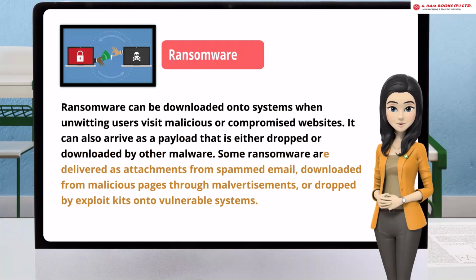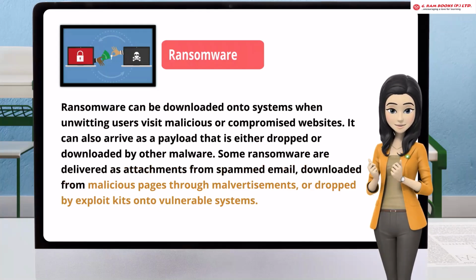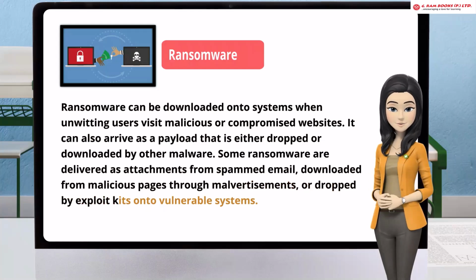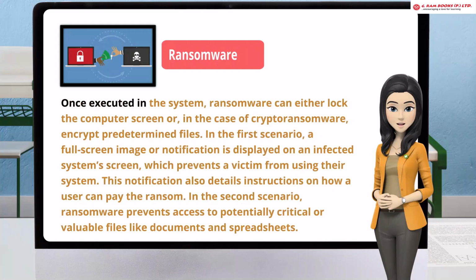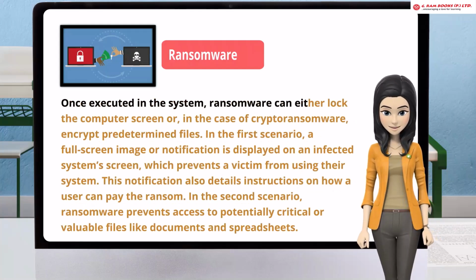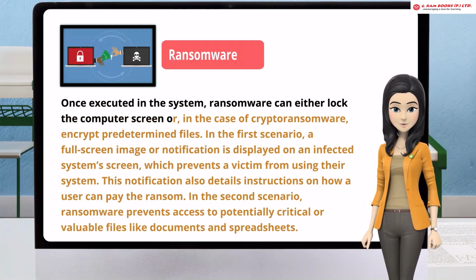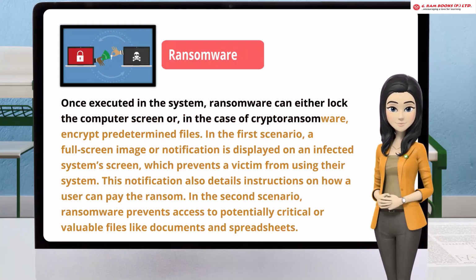Some ransomware are delivered as attachments from spammed email, downloaded from malicious pages through malvertisements, or dropped by exploit kits onto vulnerable systems. Once executed in the system, ransomware can either lock the computer screen or, in the case of crypto ransomware, encrypt predetermined files.